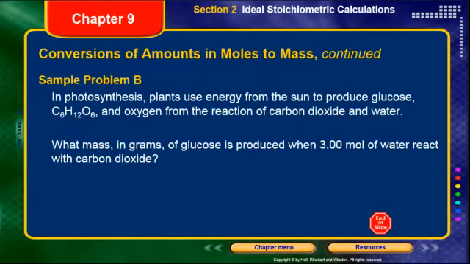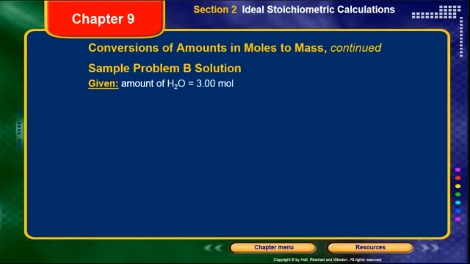Here's another sample problem. In photosynthesis, plants use energy from the sun to produce glucose, C6H12O6, and oxygen from the reaction of carbon dioxide and water. What mass in grams of glucose is produced when 3.00 moles of water react with carbon dioxide? So what's given? 3.00 moles of water. What's the unknown? The mass of the glucose that is produced. I want that in grams.